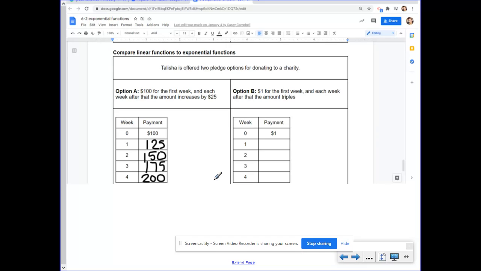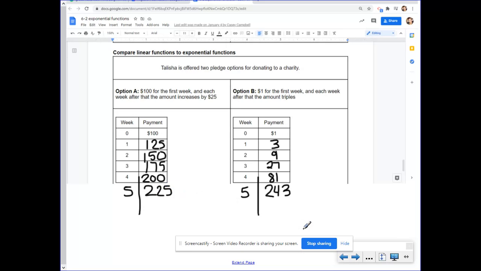So what is 1 times 3? And what is 3 times 3? What's 9 times 3? What is 27 times 3? And let's do one more just to see. What's 81 times 3? We're going to extend both of them to week 5 because that's where you'll see where one option is better than the other.